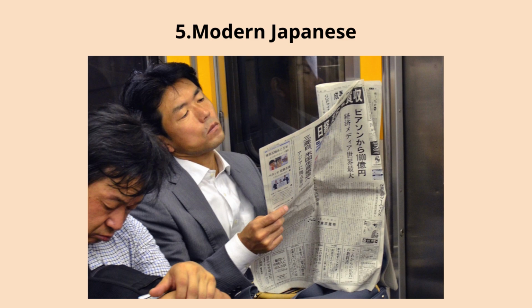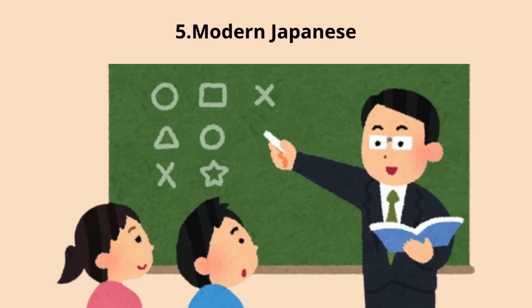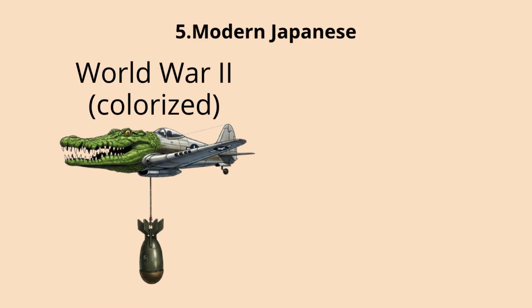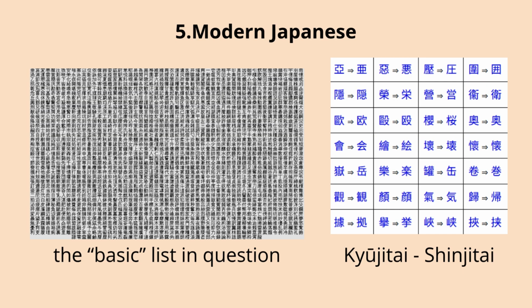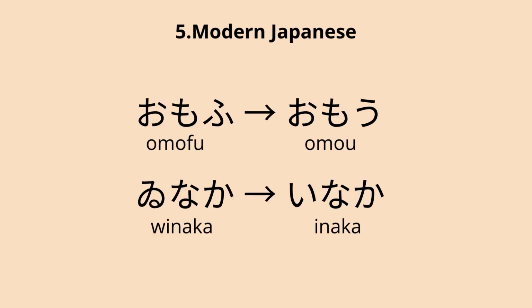The Tokyo dialect was officially made the standard language for the whole country, taught in schools and spread through newspapers and radio. After WW2, there were more language changes. Some complex kanji characters were simplified, and a basic list of common kanji was made to help everyone read and write. Also, the spelling rules for hiragana and katakana were changed to match how words are pronounced today, moving away from the old historical spellings.